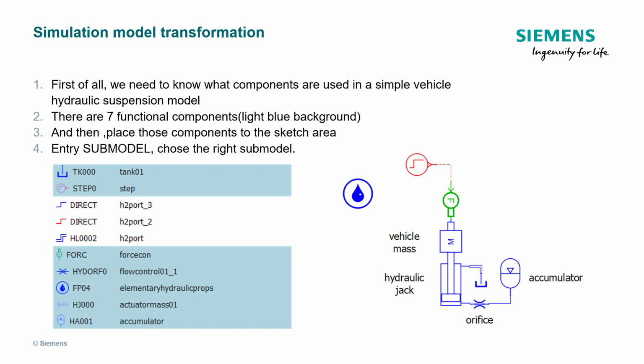First of all, we need to know what components are used in the simple vehicle hydraulic suspension model. There are 7 functional components with light blue background. And then place those components to the sketch area. Finally, go to the submodel mode. In this step, we should select the right submodel for all components. You can also use the Premiere submodel to select the submodels in one click.